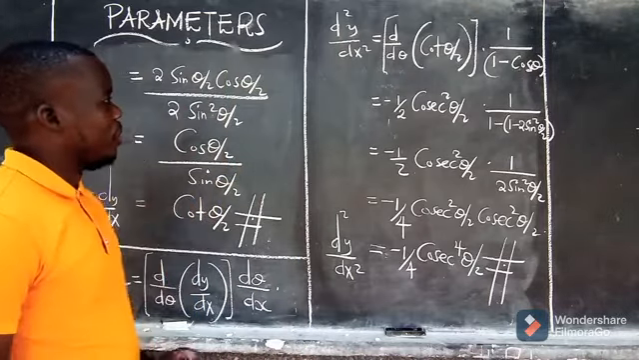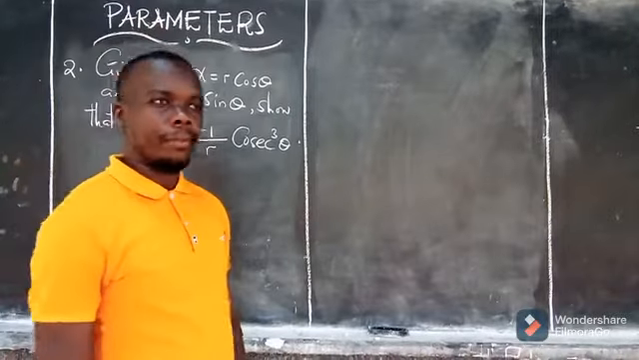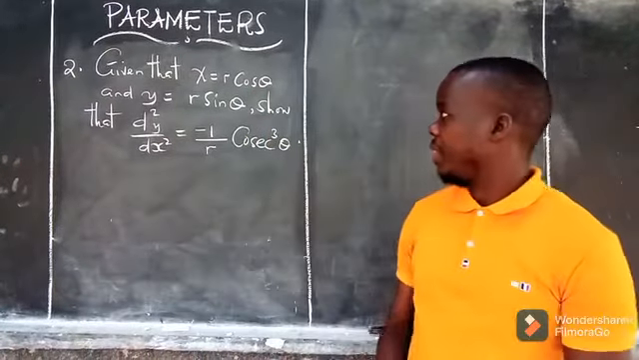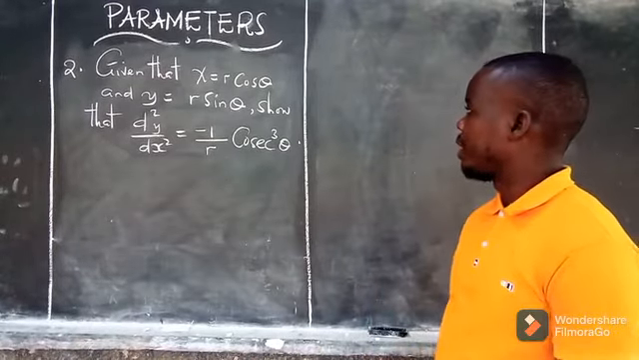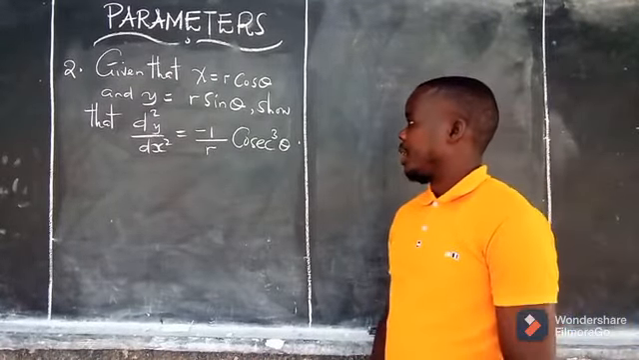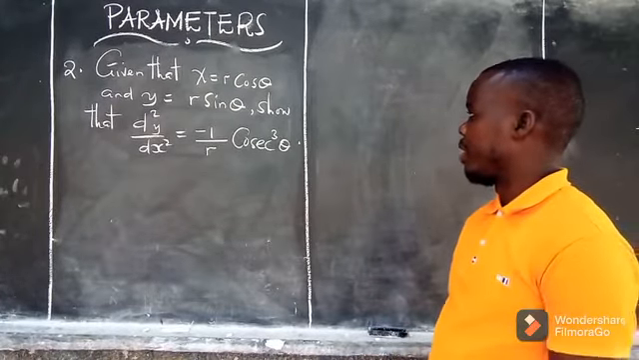Let us now move on to question 2. Okay, so question 2 says, given that x equals r cos theta and y equals r sin theta, show that d2y by dx squared is negative 1 out of r cosec cubed of theta.